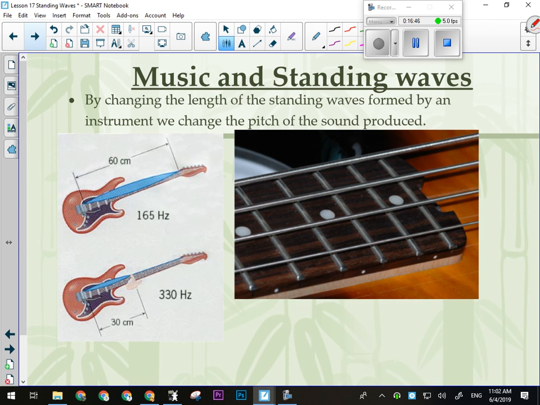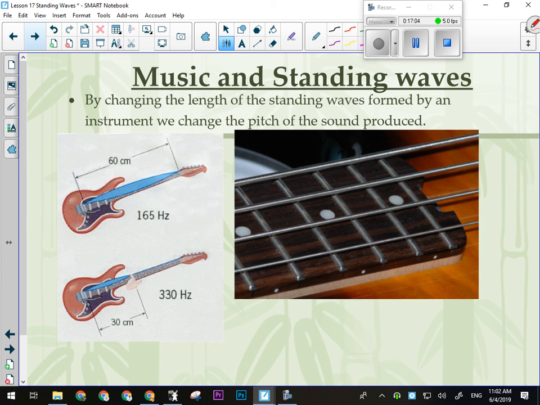All right, so with our string instrument here, when we change the length of standing waves formed by an instrument, we change the pitch of the sound. We change the frequency. Again, we're not changing the frequency of waves we already made. We're producing new waves with a different frequency.